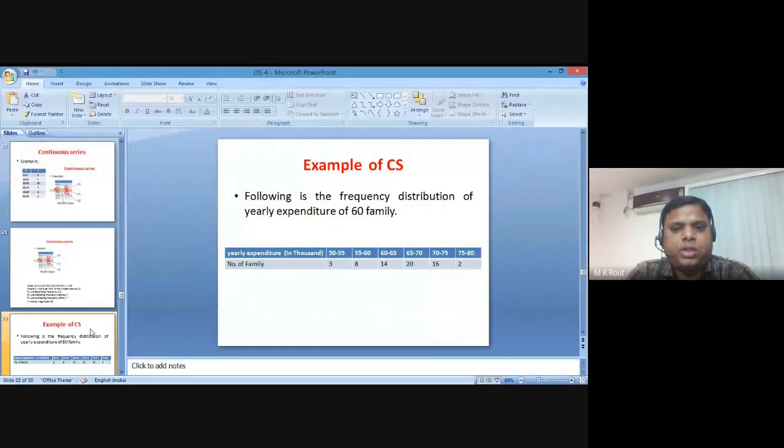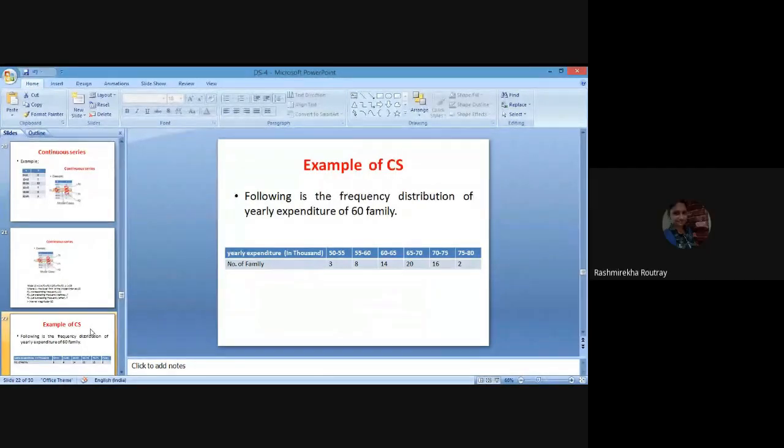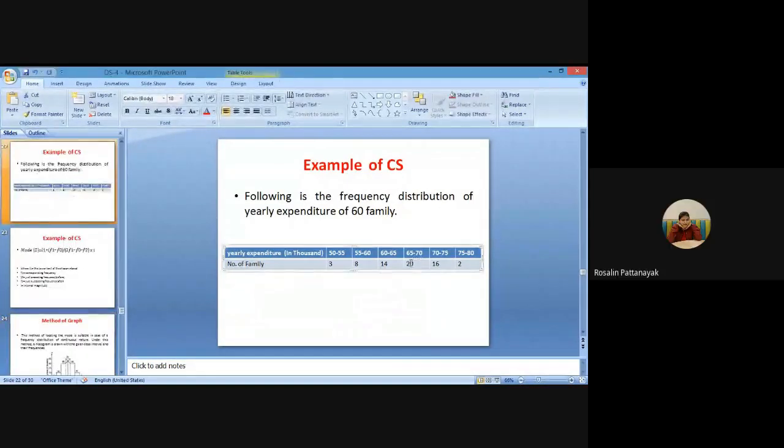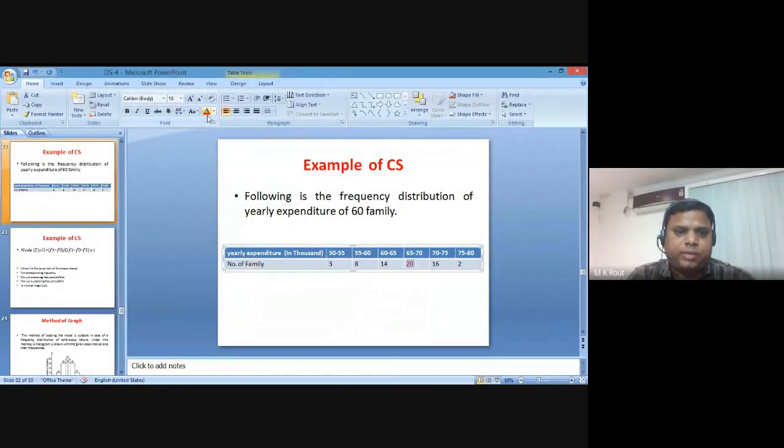Suppose the following frequency distribution of yearly expenditure of 60 families is given, starting from 50 to 55, then 55 to 60, 60 to 65, 65 to 70, 70 to 75, and 75 to 80, and their respective frequencies are given: 3, 8, 14, 20, 16, 20. So which interval is chosen here? 65 to 70. That is 20 chosen, and 20 lies between 14 and 16. Clear? Let's calculate this one.